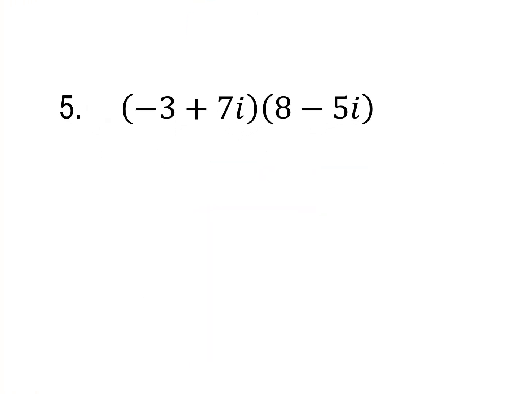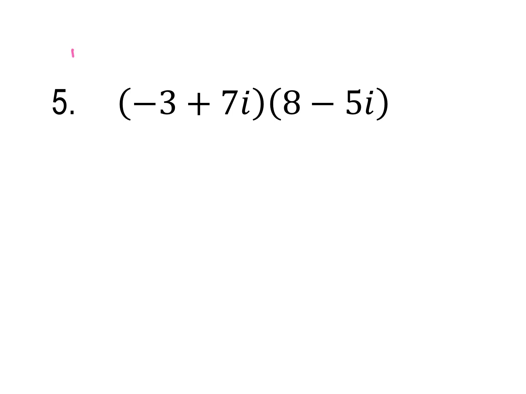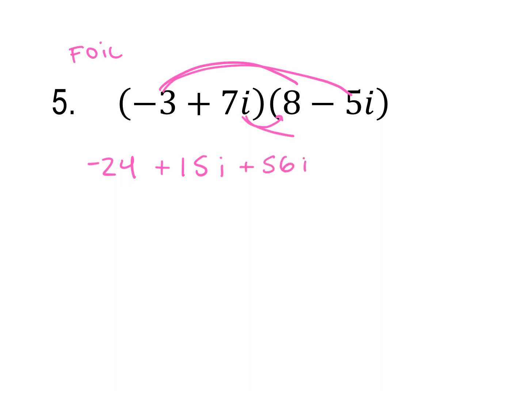What should we do for number 5? FOIL. Perfect. We are multiplying here, so we want to FOIL them out. So start with our first. Negative 3 times 8. Negative 24. The outer, negative 3 times negative 5i. So plus 15i. The inner, 7i times 8. 56i. And then the last, 7i times negative 5i. Negative 35i squared.